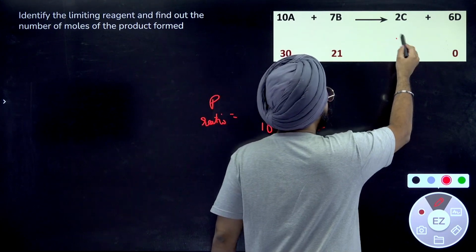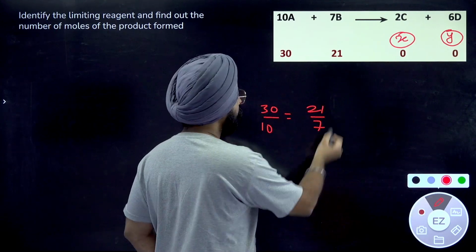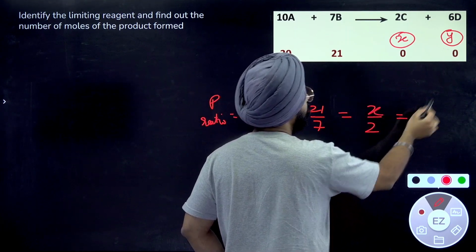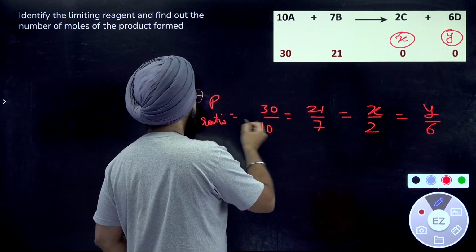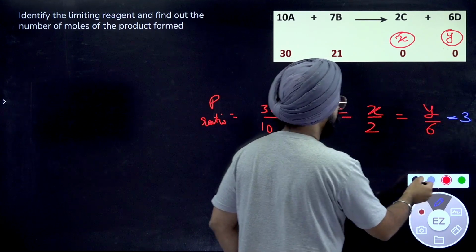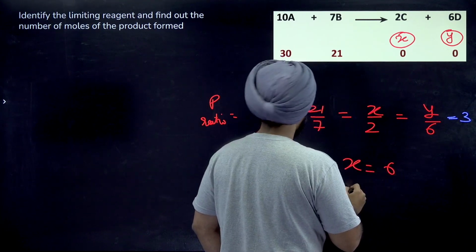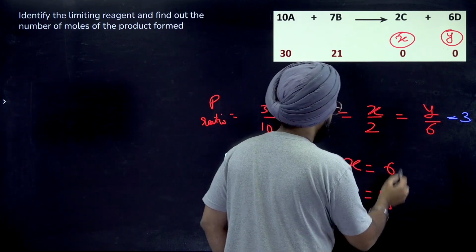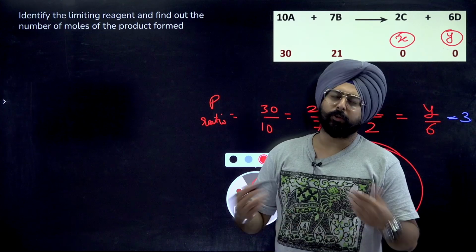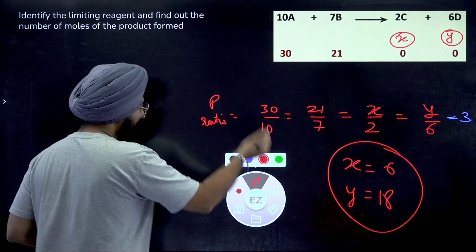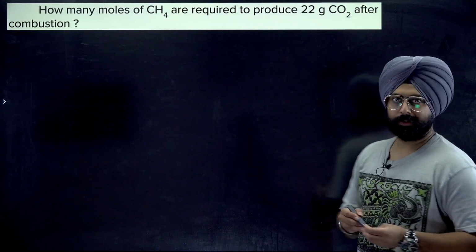Let us say X moles of C are produced and Y moles of D are produced. Let's just say that. Fine. So I can write this is equal to X by 2. This is equal to Y by 6. We'll calculate quickly. All of this is equal to 3. Yeah. So how much X is produced, people? X is equal to 6 and Y is equal to 18. 6 moles of C will be produced, 18 moles of D will be produced. Done. Stoichiometry is very simple. Okay? Chalo ji. Now let's come to this question.